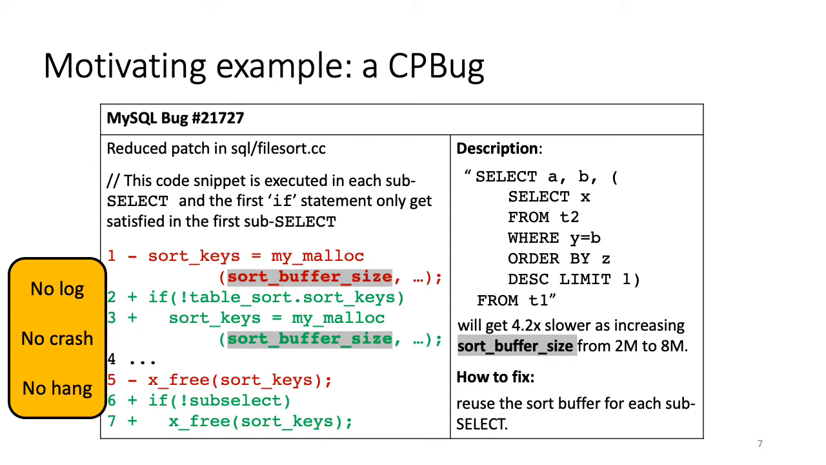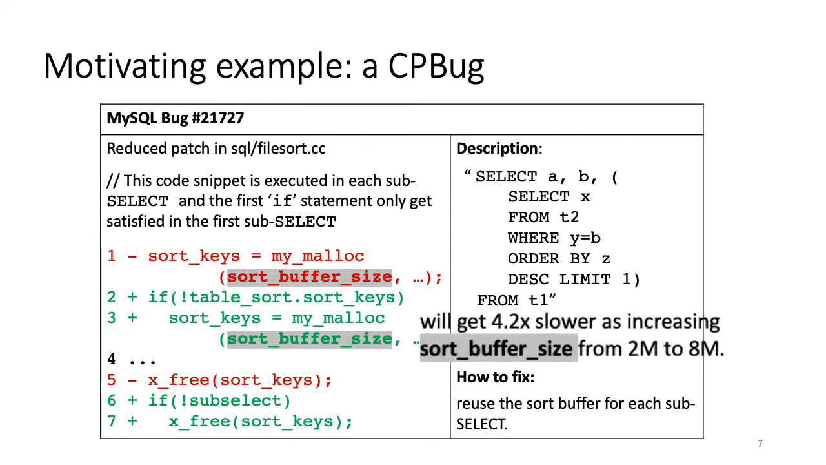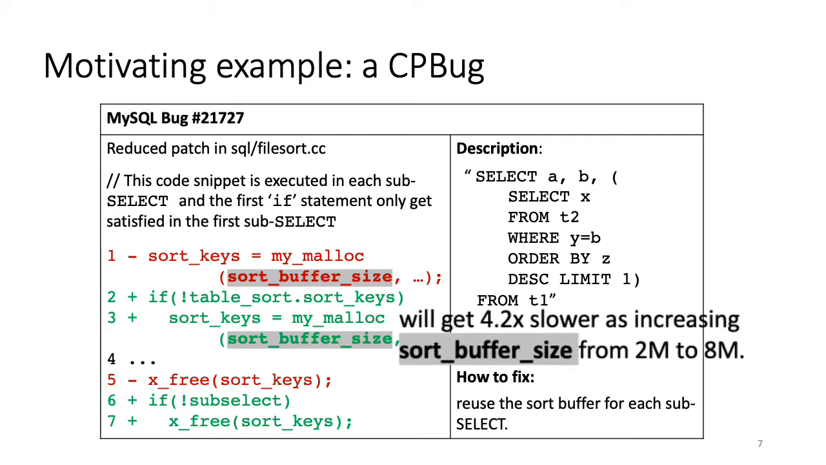However, we observe that as we increase the value of sort buffer size, the query gets slower and slower. And to achieve the best performance, we need to set it to its minimum value. This behavior is very counterintuitive.